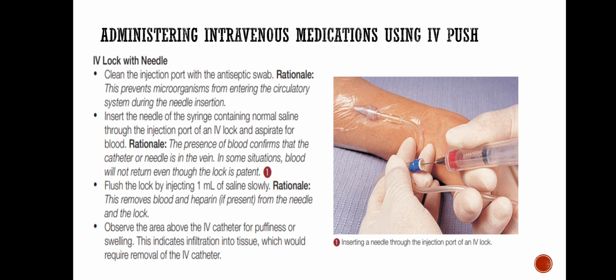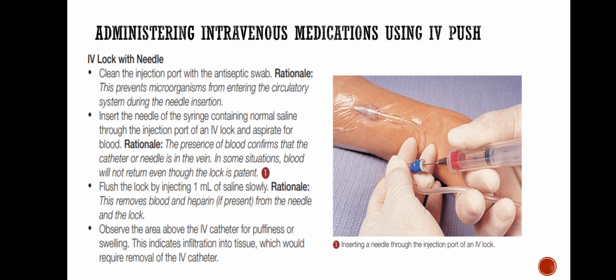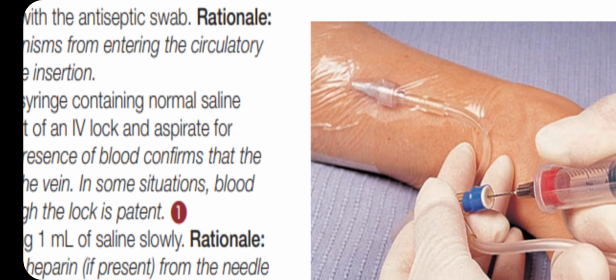So, ito naman po yung administration of intravenous IV fluids using IV push. Okay, so the IV is locked with needle. So clean the injection port with an antiseptic swab and then insert the needle of the syringe containing the normal saline through the injection port of an IV lock and aspirate the blood, and then flush the lock by injecting 1 ml of saline slowly, and then observe the area for IV catheter for puffiness or swelling. So this can indicate that, so make sure na pag magbibigay ka ng medication, okay, i-check mo talaga if mayroong mga infiltrations na nangyayari dyan.